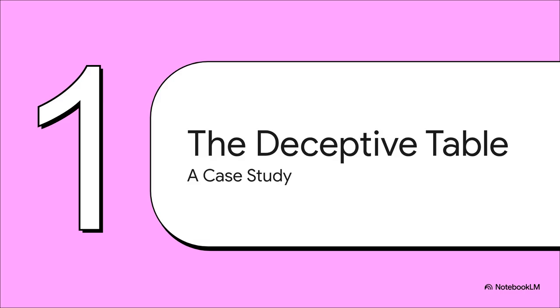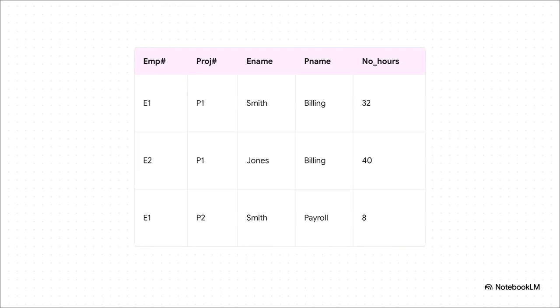To really see what I'm talking about, let's introduce the main character of our story today. We'll call it the deceptively simple table. And here it is, the EMP Proj table. It's got everything: employee ID, their names, project names, hours worked. And at first glance, hey, this seems super efficient. Everything you need all in one spot. But believe me, this convenient little table, it's a trap.